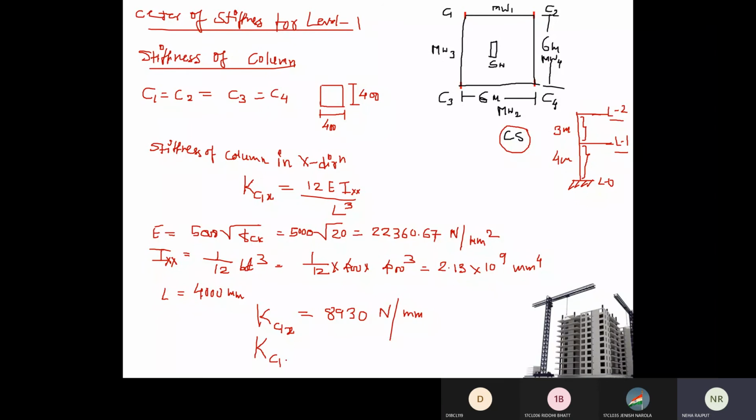Now I require this in Newton per meter. Give me the answer in Newton per meter.